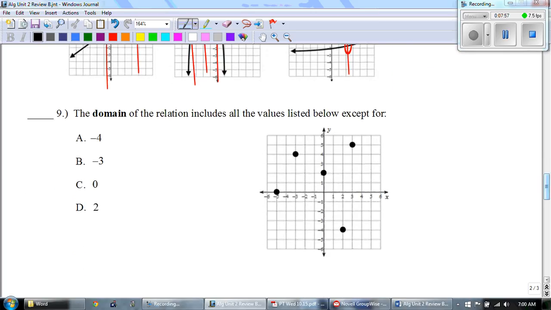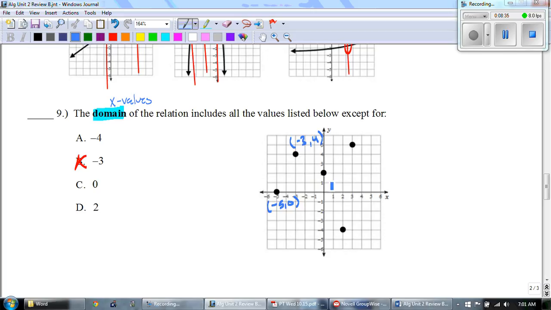The domain, keyword domain, of the relation includes all of the values listed below except for... So remember, domain is talking about all of our x values. So I'm just going to go through and do all the points. So this first point over here, we have -5, 0. And -5 is not on there, so that's okay. Right here, we have -3, 4, and hey, look, -3 is here, so I can cross -3 out. And we'll cross it out this way.